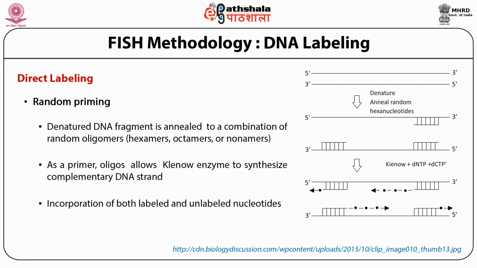Subsequently, similar to the nick translation method, we will have a double-stranded DNA in the end, in which one of the strands is labeled with conjugated fluorophore dNTPs. This can be denatured and used for the subsequent hybridization process.